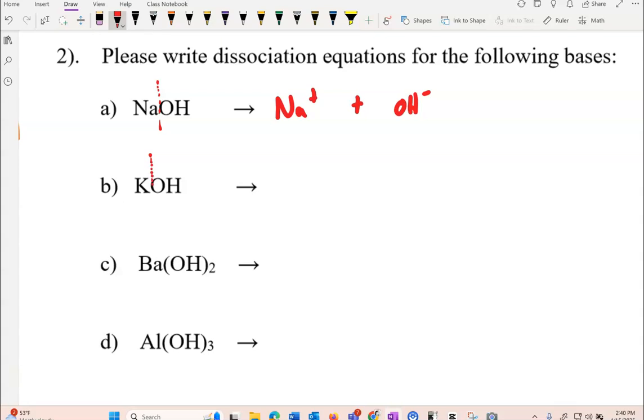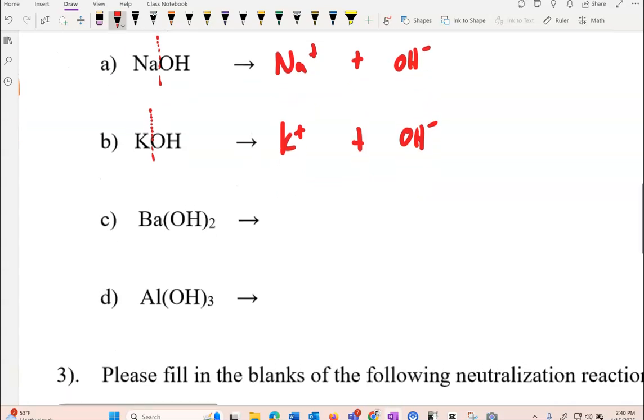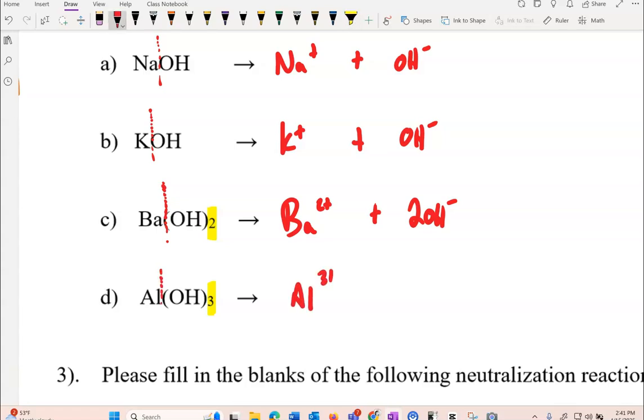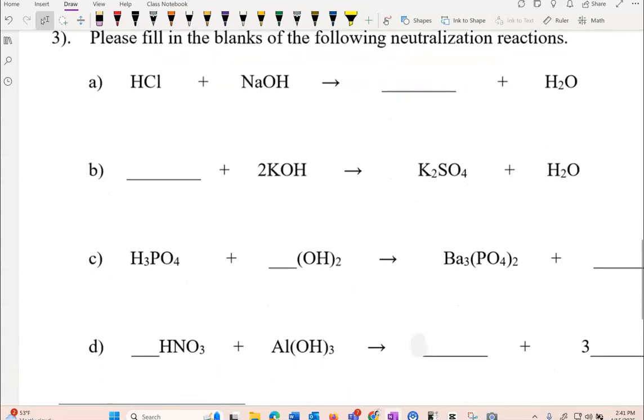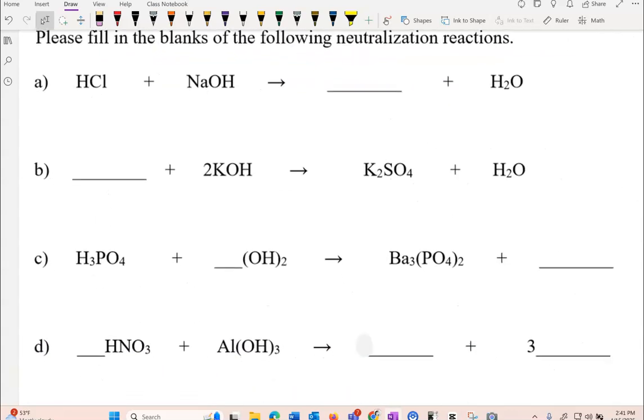It doesn't matter if there's one or more than one hydroxide. We just want to make sure we're writing these dissociation equations so that hydroxide is always a product. That subscript tells us that this one has two hydroxides. And this subscript tells us that we have three hydroxides. So every time I dissociate these, I'm leaving hydroxide as a product. Okay, we're going to use these for writing our neutralization equations.